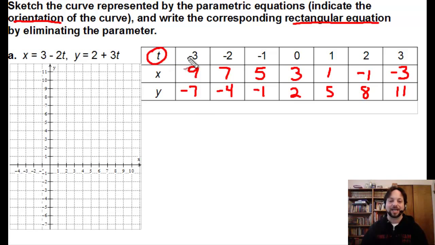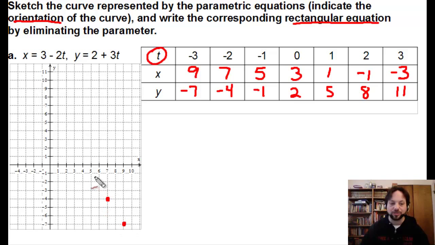So, at time t = -3, I'm going to have a rectangular point at (9, -7). This is where I'm going to start. From here, as time goes from -3 to -2, my x and y values are going to change, and I'm going to find myself at (7, -4). So I see that I'm starting here and going in this direction.